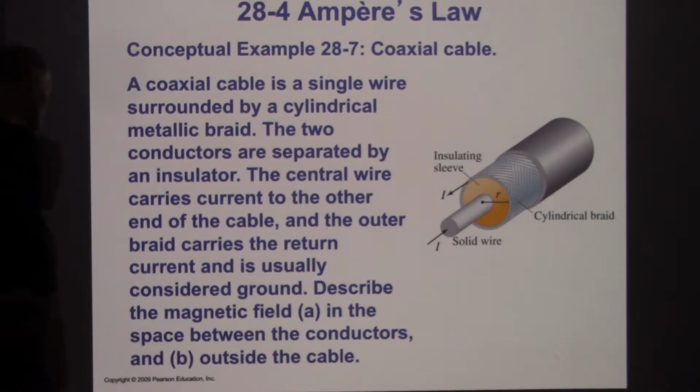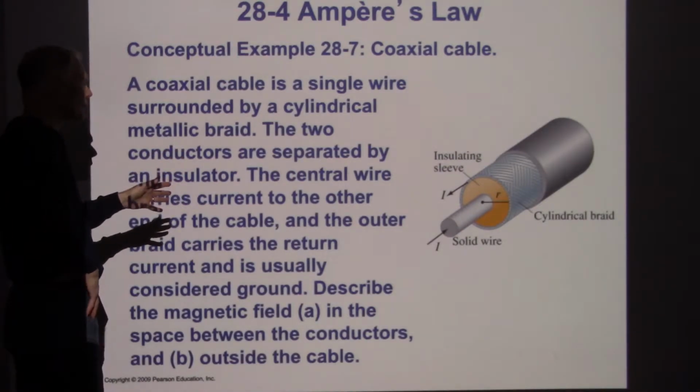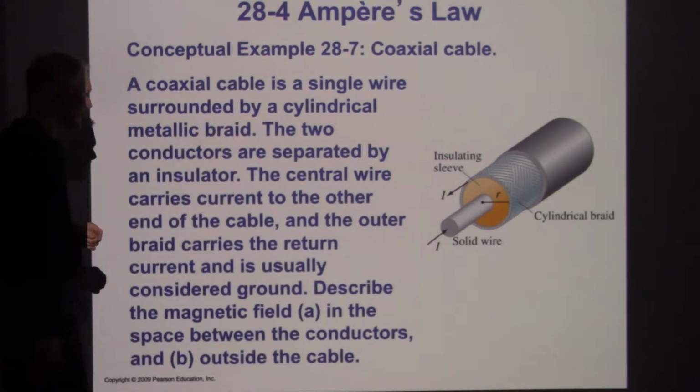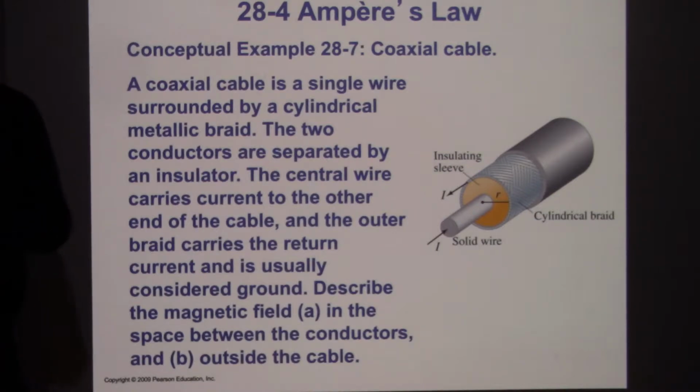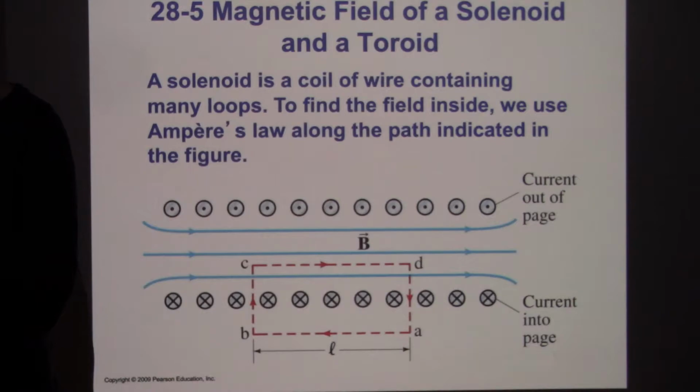So now in the space between the two conductors, I will get those right-handed loops from the inner current, but outside the cable, I will get cancellation from the two currents running in opposite directions. Okay. All right.